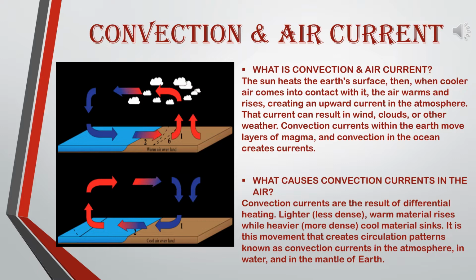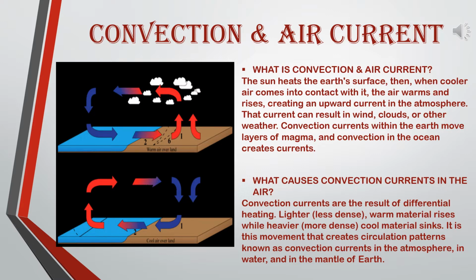So if the question comes, what is convection and air current? Your answer will be: the sun hits the earth's surface. Then when cooler air comes into contact with it, the air warms and rises, creating an upward current in the atmosphere. That current can result in wind, clouds or other weather. Convection currents within the earth move layers of magma, and convection in the ocean creates currents.